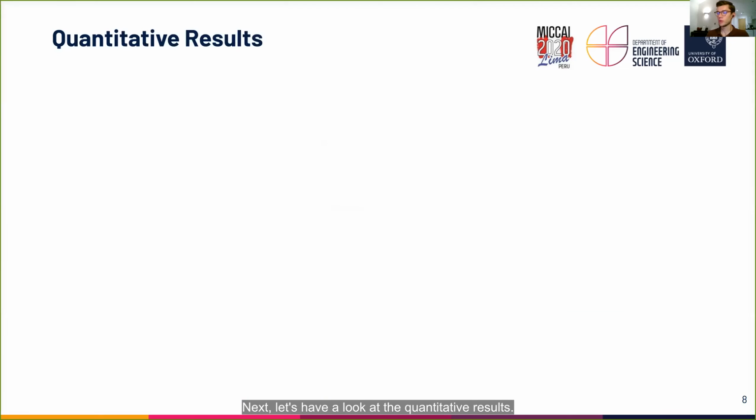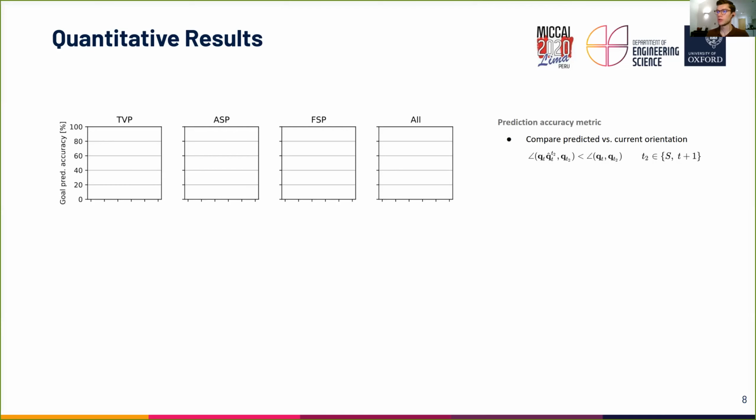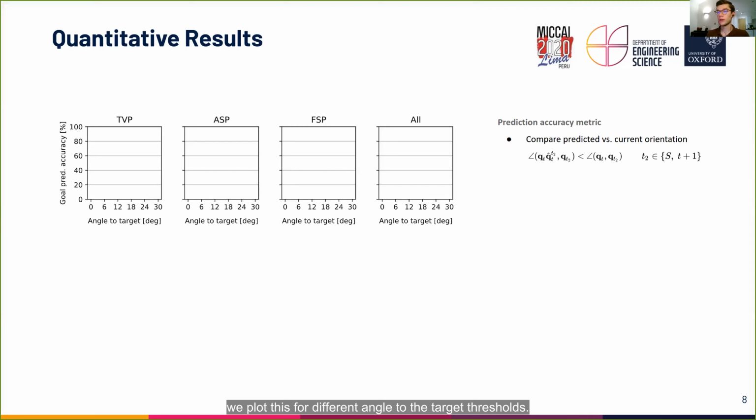Next, let's have a look at the quantitative results, which we split into the 3 cineplane types and an average of all of them. We used a prediction accuracy metric, which simply compares the predicted probe orientation to the target orientation versus the current orientation to the target orientation. Moreover, we plot this for different angle to the target thresholds.